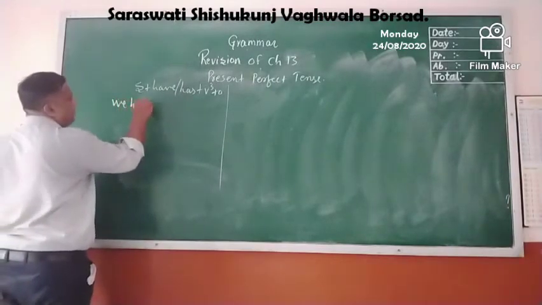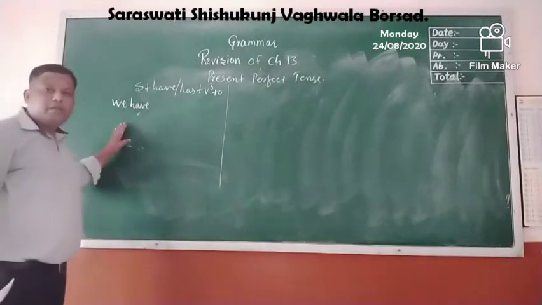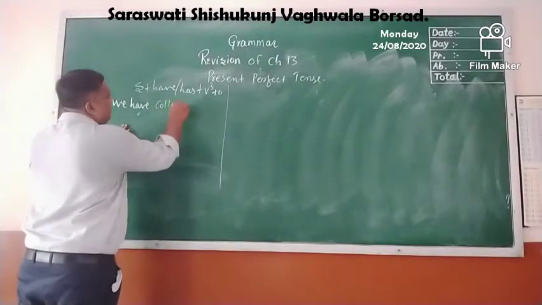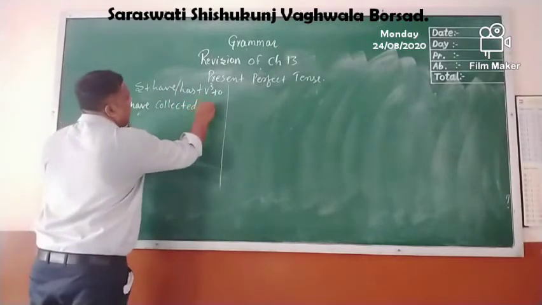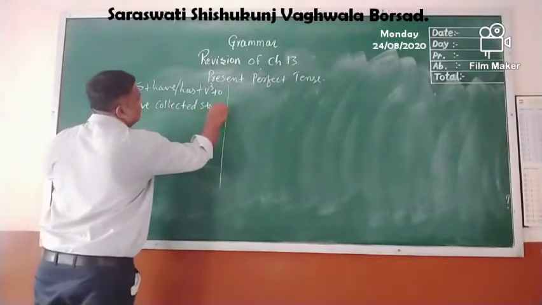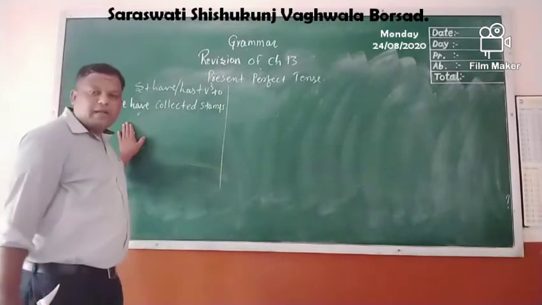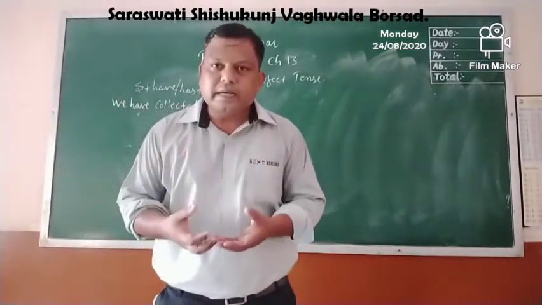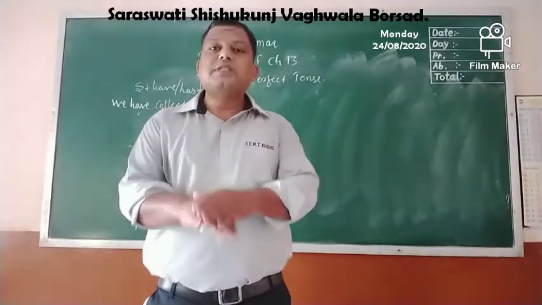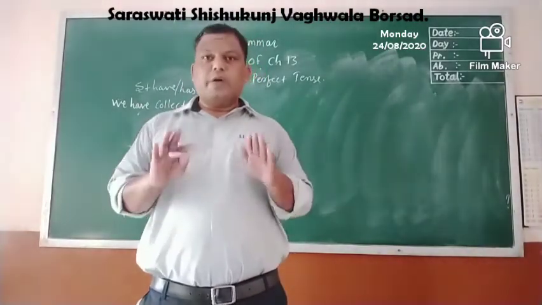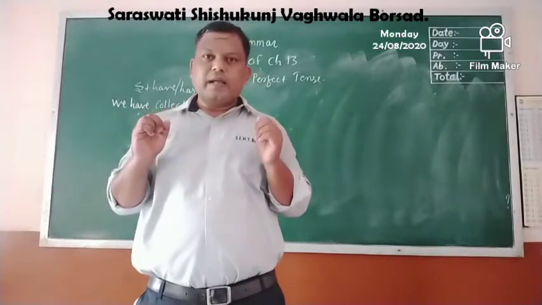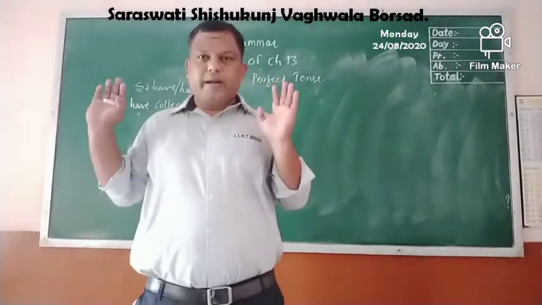We have collected stamps. अभी आपने कलेक्ट कर लिया है, आपके पास स्टैम्प्स कलेक्ट करके हो चुके हैं, आपका प्रोसीजर, आपका काम बंद हो गया है. So you have stopped working, you have got it, you have collected, और आपके पास है. Correct? So your action is completed.